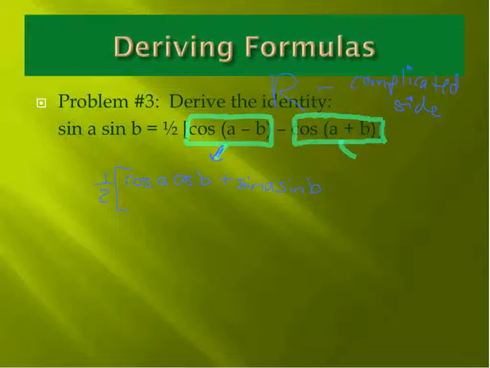So we should be okay just checking this out and looking up the formula. So now let's work on the second portion. The second portion is cosine A plus B. So that gives us cosine A cosine B minus sine A sine B.